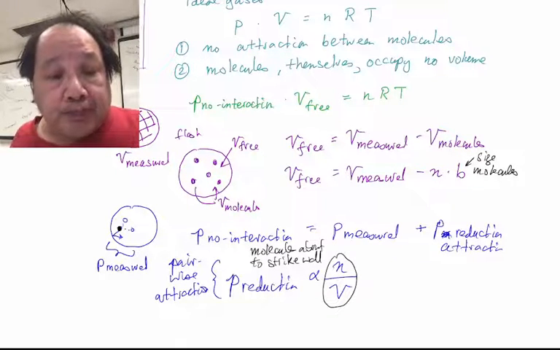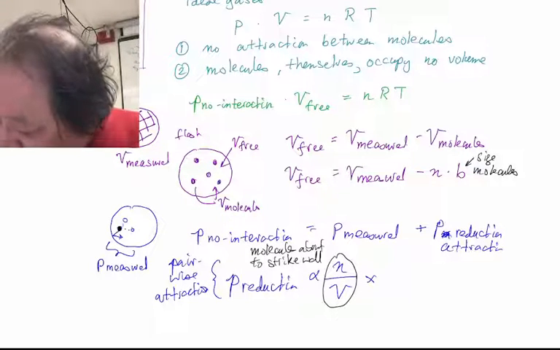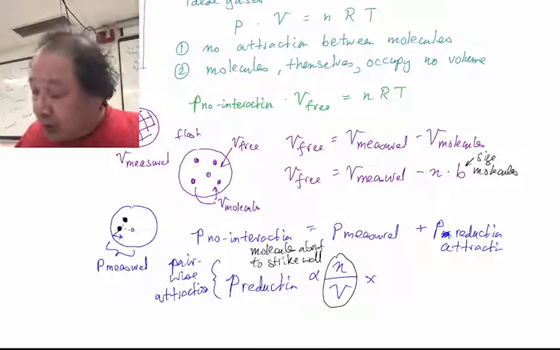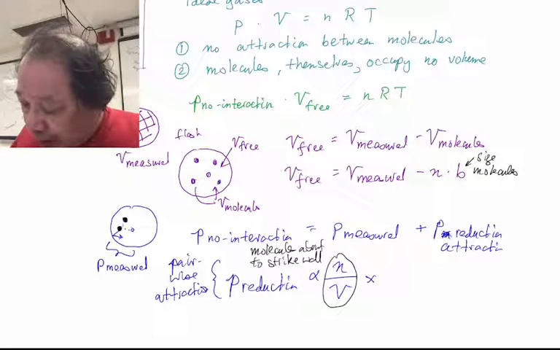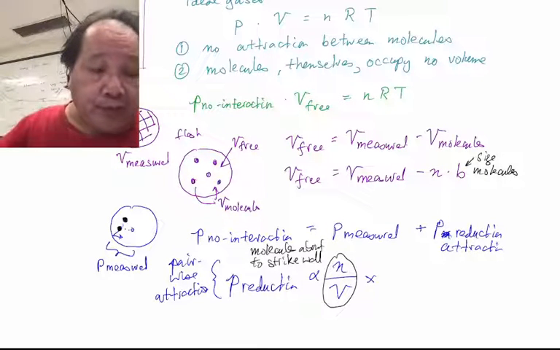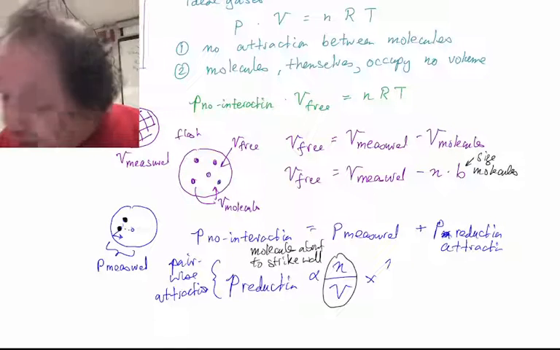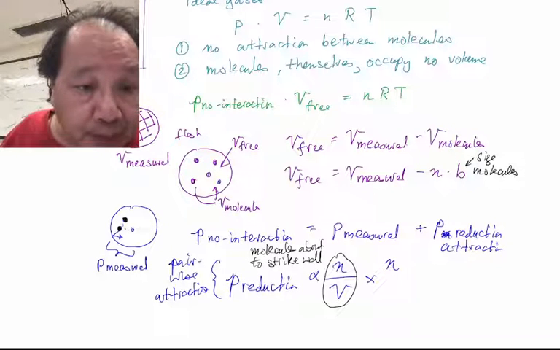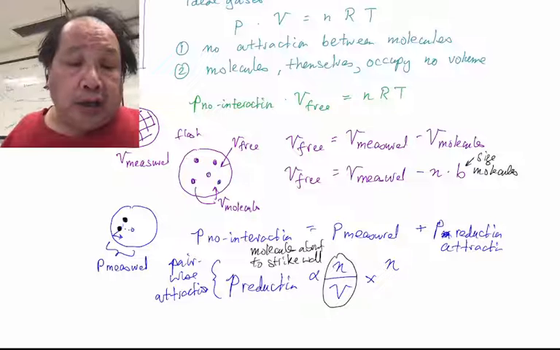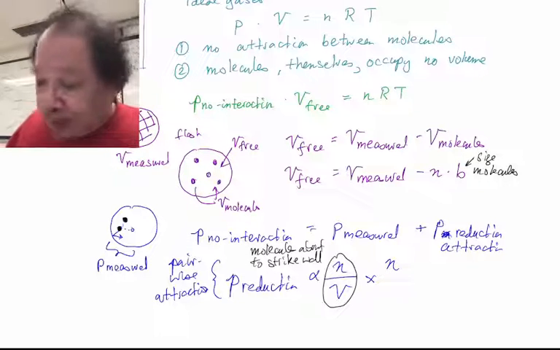But P reduction is caused by pairwise interactions, and now we have to look at the second molecules. Here are the second molecules that are attracted to the molecules about to strike the wall. If we double the number of molecules in the flask, we double the number of molecules that are going to be nearby, interacting with the first molecule, causing the measured pressure to go down.